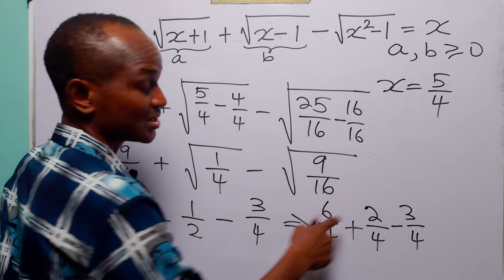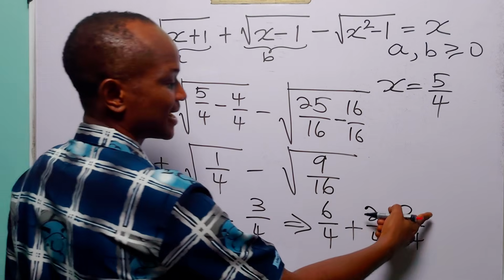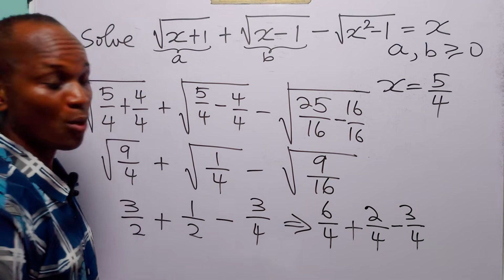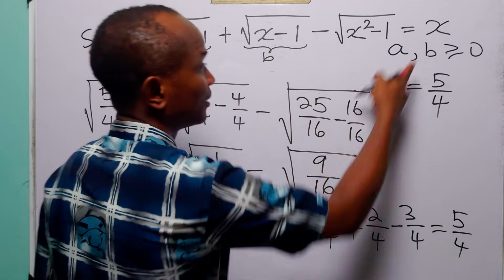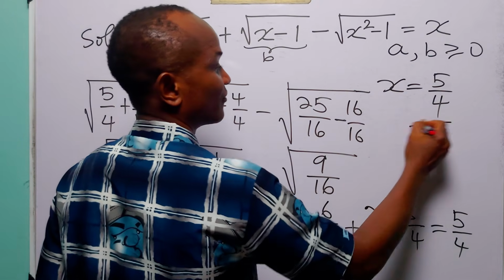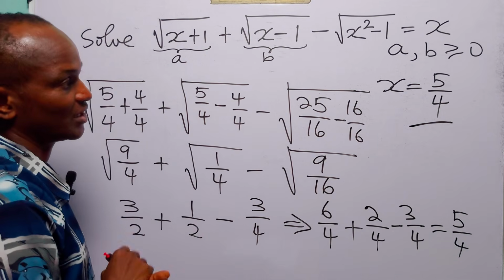Now 6 plus 2 is equal to 8. 8 minus 3 is equal to 5. So this is equal to 5 over 4, which is exactly what we have on the right hand side of the equation.